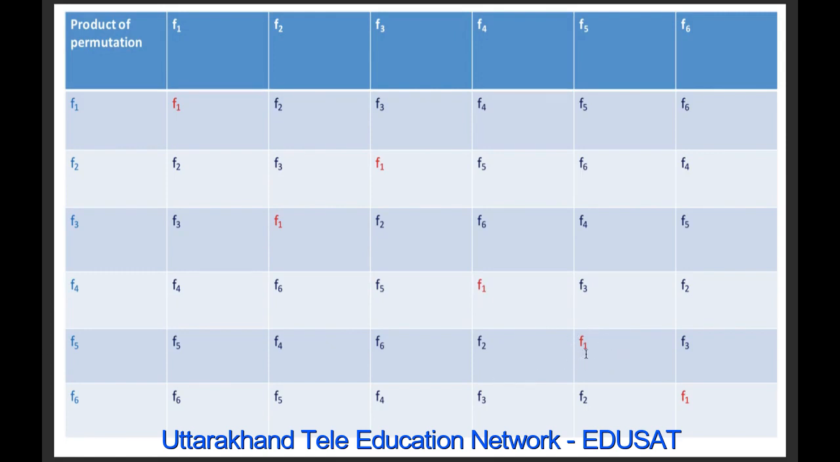Next diagonal element is F1. Element on its right is F3 and below it is F2. So this composition table is not symmetrical about the main diagonal.